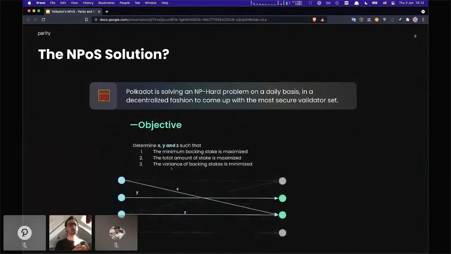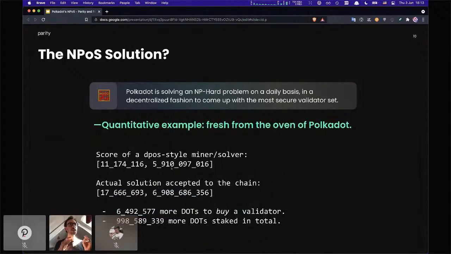As some of you might know, in Polkadot we use an algorithm called sequential Phragmén. I'll get to it, but what I want to do next is have a quantitative, numeric example, just pointing out the difference here. These numbers, I got them a few hours ago. Every day on Polkadot, the election for the next day's validators happens around 1:30 p.m. Central European time.